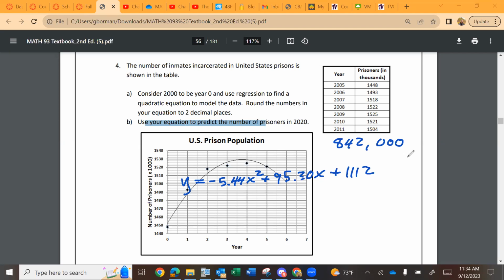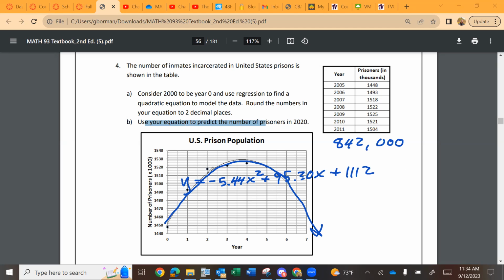Now, 2020 has already come and gone, so we could look that up and see how accurate that is. My guess is it's not going to be terribly accurate, because our model, and this is important, goes up and then it comes down, and then it just keeps going down forever. And eventually it's going to be below the x-axis. It's going to start giving us negative answers for prisoners. Well, that's not likely to ever happen. In fact, I don't even know how you'd have negative numbers of prisoners.